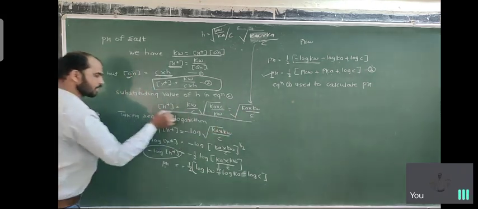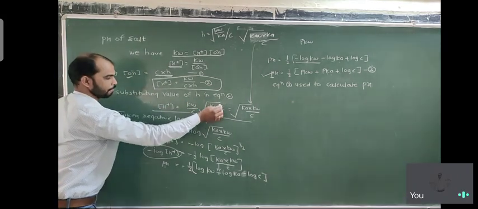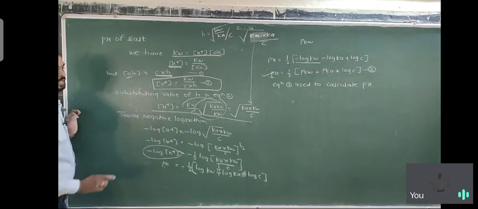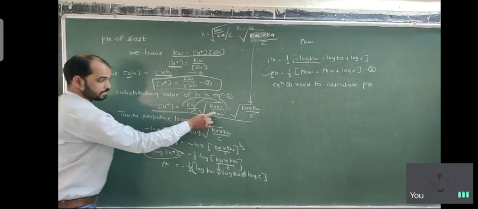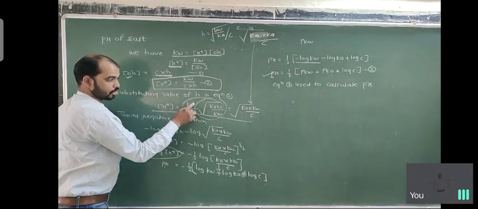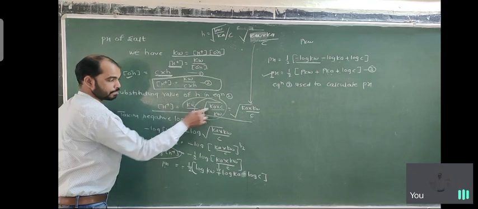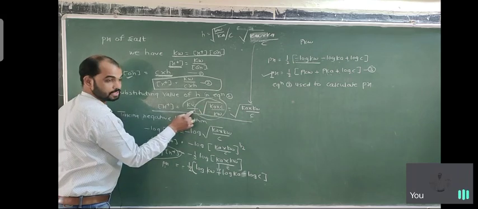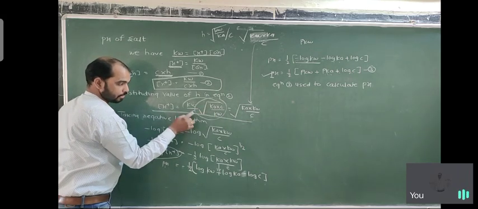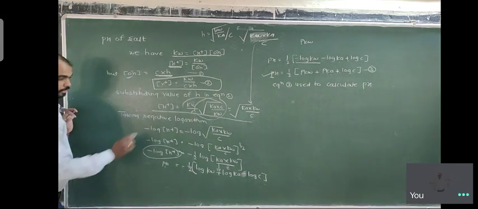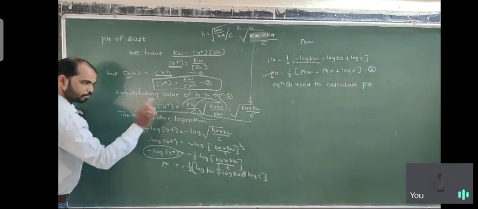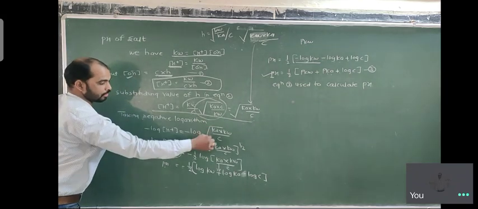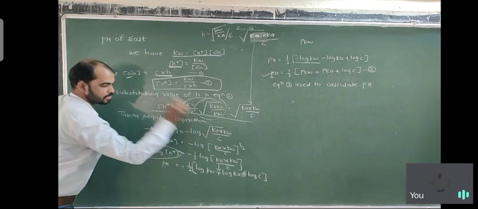Once we get this value, we take the logarithm. We neglect this one and just consider this, Ka into Kw upon C, because when we solve it, Kw is common. So we consider this one. When we take the negative logarithm of both sides, minus log of H plus is equal to minus log of the square root of Ka into Kw upon C.